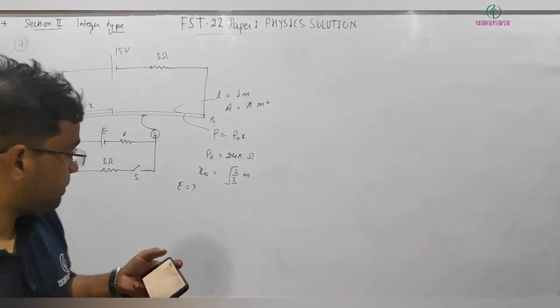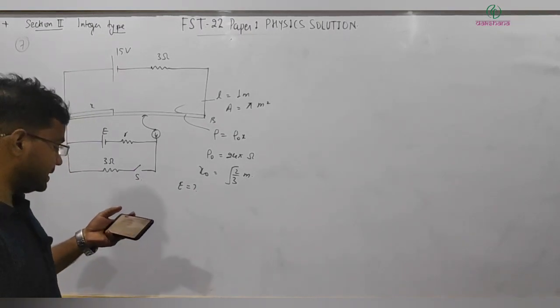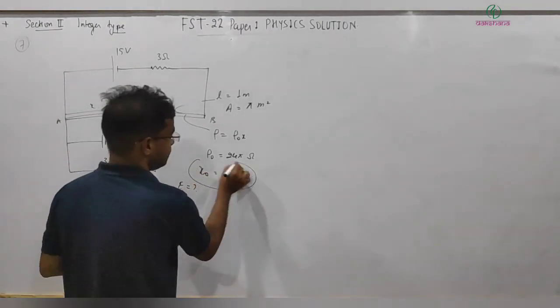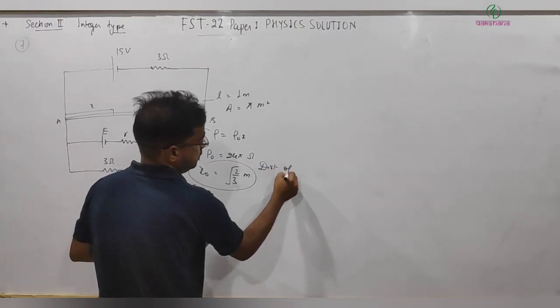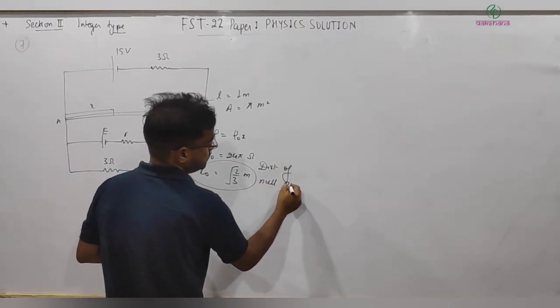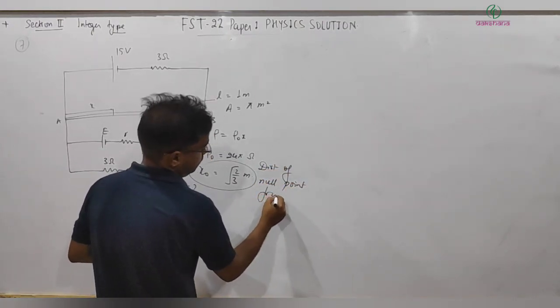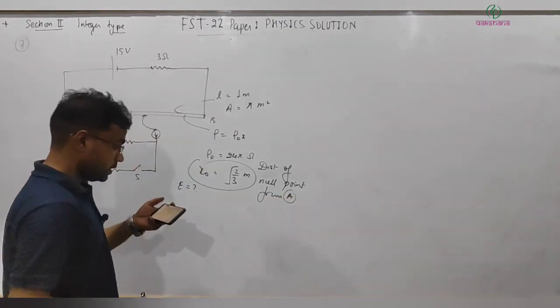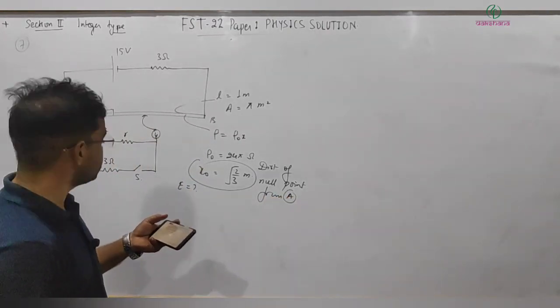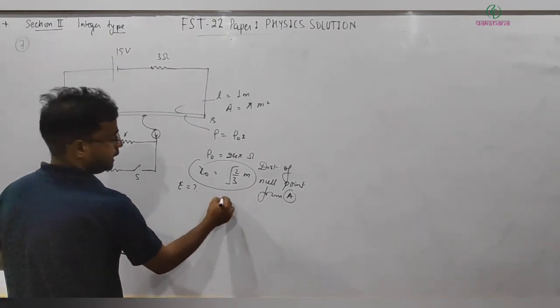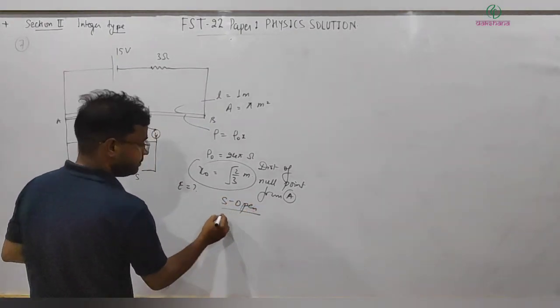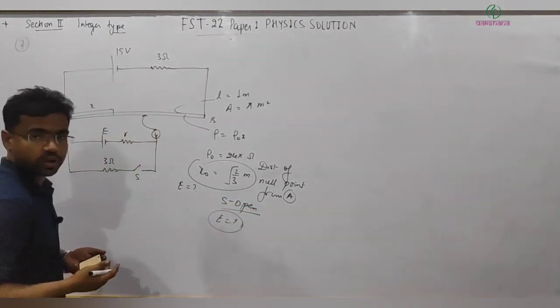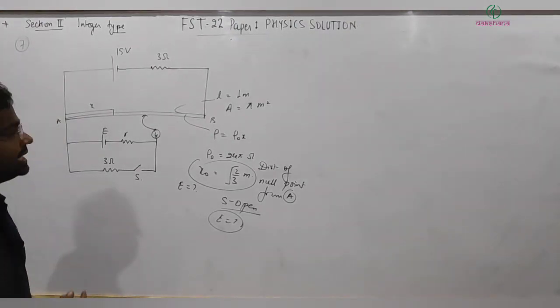The distance of the null point from A is obtained at root 2 by 3 when switch S is open, and then we are asked to find the value of E. Okay, let's see.